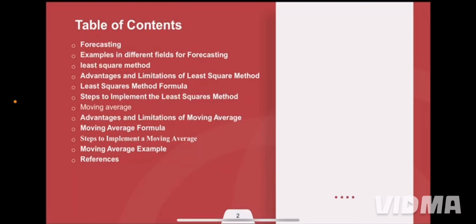This slide shows the outline of our presentation. First, we explain what forecasting is and give some examples from different fields. Then we introduce the least squares method and the moving average, and show simple examples for each method. At the end, we will have a short conclusion.